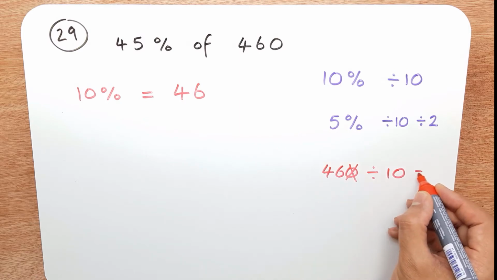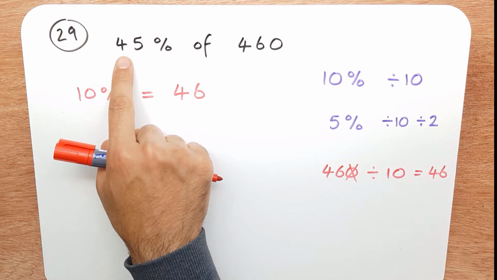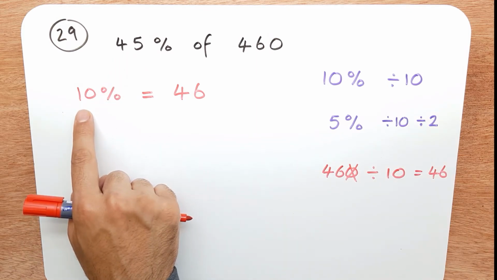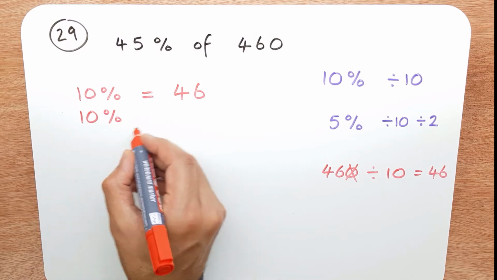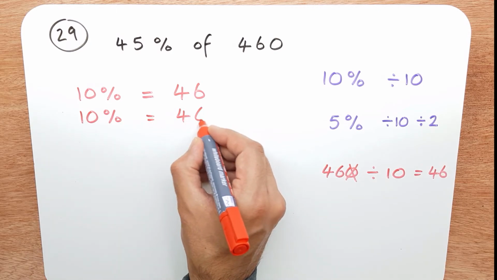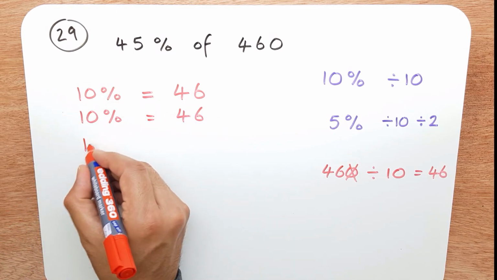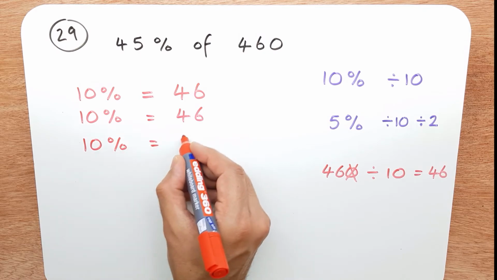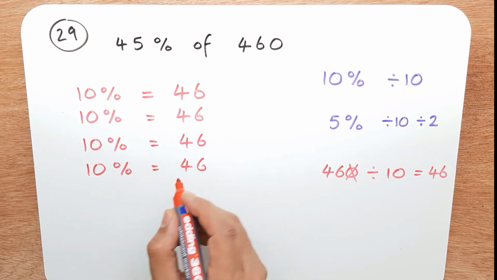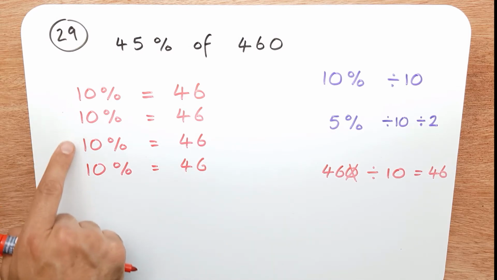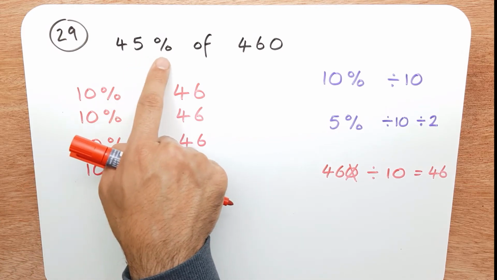So the answer becomes 46. We want 45%, so let's work out another 10%. Is another 46, and we want 45, so let's work out 40 first. Another 10%, another 10%. So now we have 10, 20, 30, 40%. So we want 5 more percent.